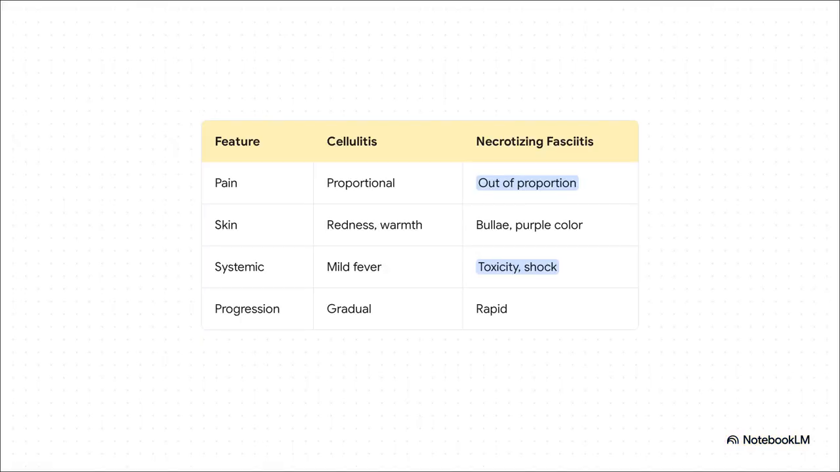Let's be very clear about this. The one mimic you cannot, under any circumstances, afford to miss is necrotizing fasciitis. And the number one giant flashing red light is pain out of proportion. What does that mean? It means the leg might look a little red, but the patient is screaming in agony. If you see that, you have to think, this could be a flesh-eating infection, and it's a surgical emergency, period.